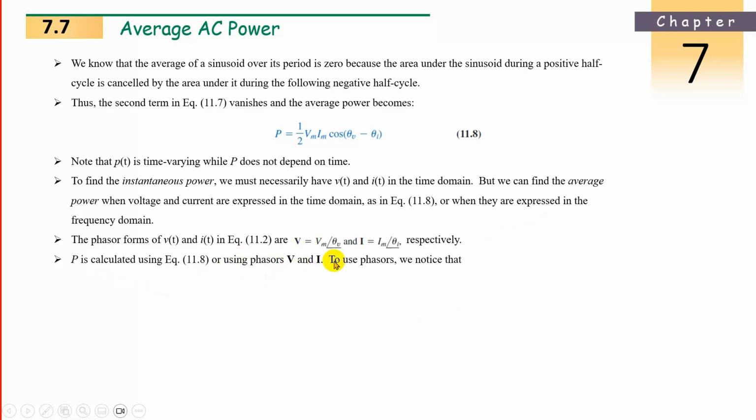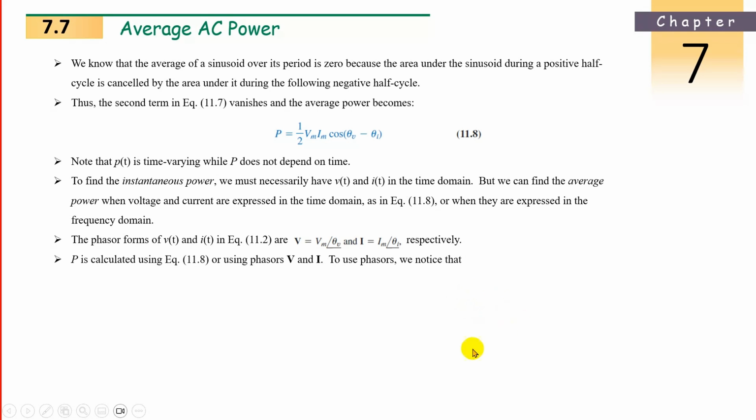Just now, what we studied used only which form? Time domain form, or sinusoid form. We calculated V of t multiplied by I of t, then integrated. So many things we did. Now I am telling an easier method. I am explaining two methods.